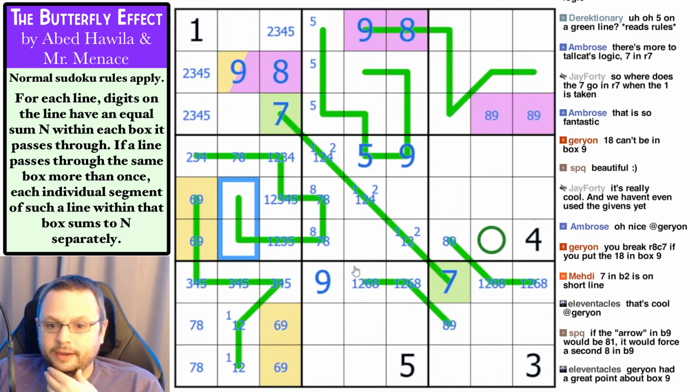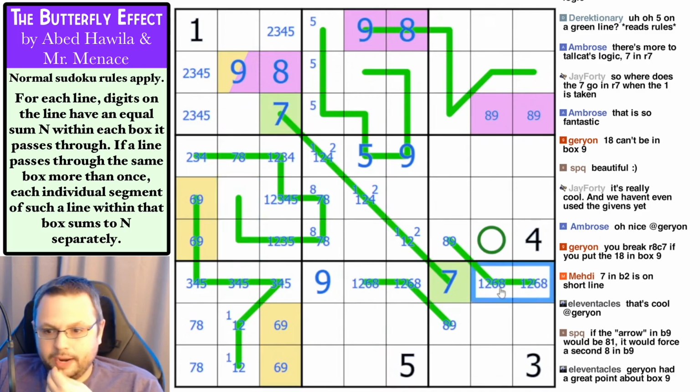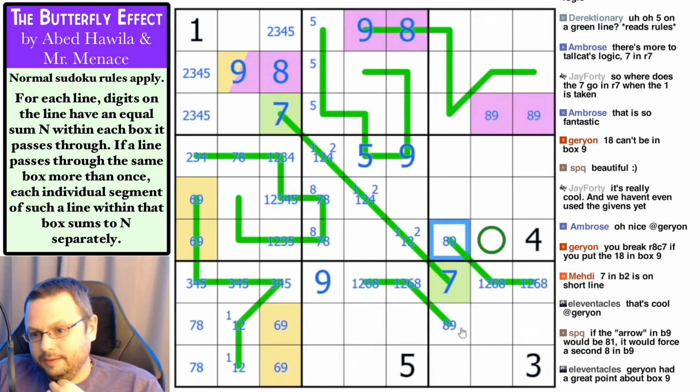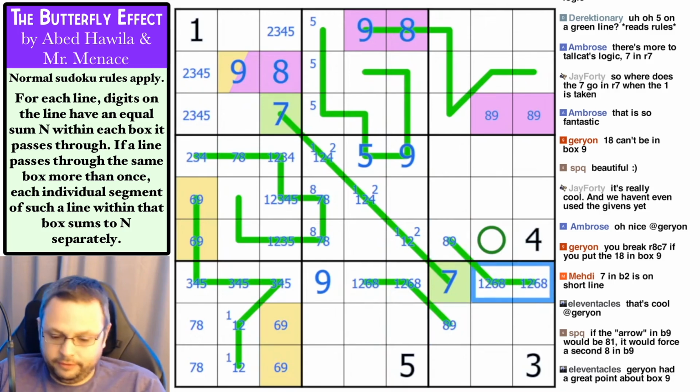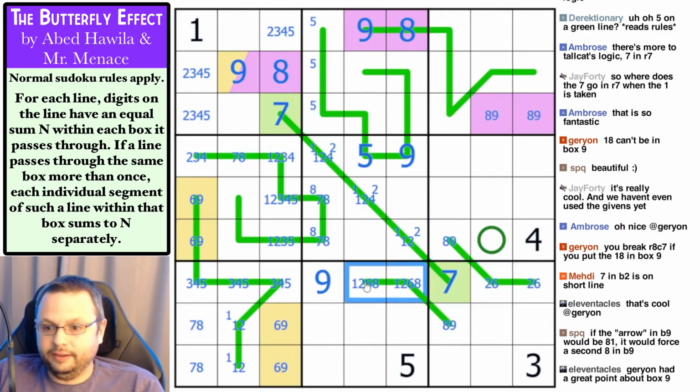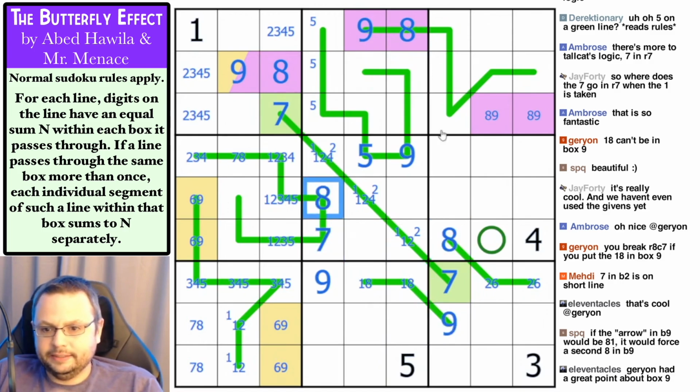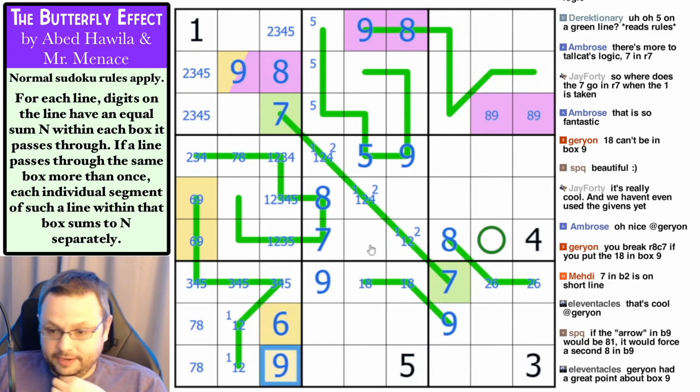Let's see. Garion says you can't put 1 8 in box 9. Right, you can't put 1 8 in box 9 because that would make this a 9 and make that an 8 and repeat the 8 in the box. Gorgeous. So this is a 2 6. This is a 1 8. So that's the 9. That's the 8. That's the 7. That's the 8. That 9 looks down here and sees that's a 6. That's the 9. Great spot, Garion.